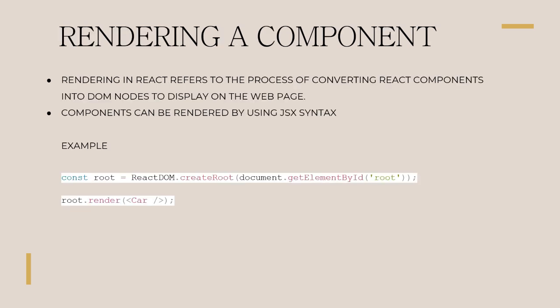Next we have rendering a component. Rendering in React refers to the process of converting React components into DOM nodes to display on the web page. This is the process of displaying a component's output in the user interface. It involves turning component structures defined in code into actual HTML so that the browser can display it.